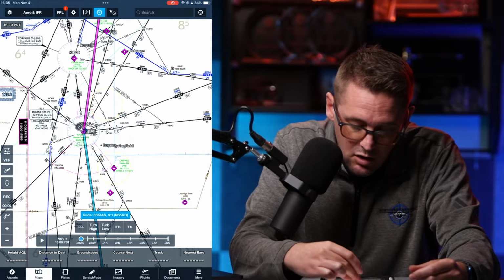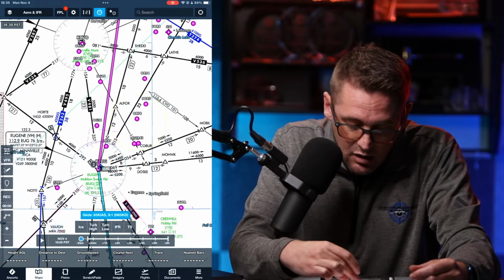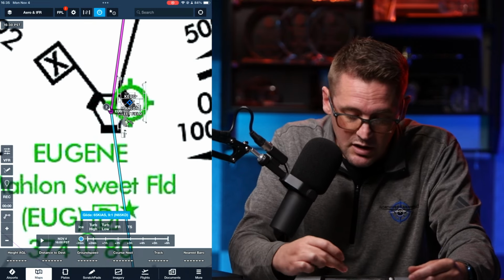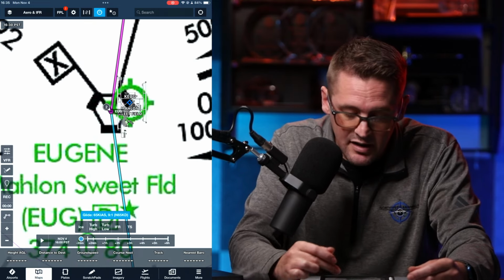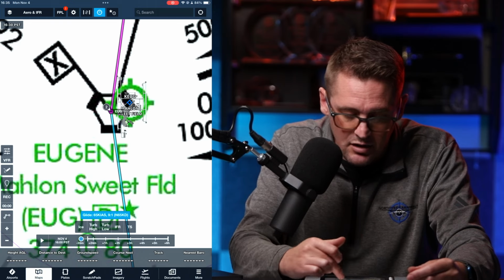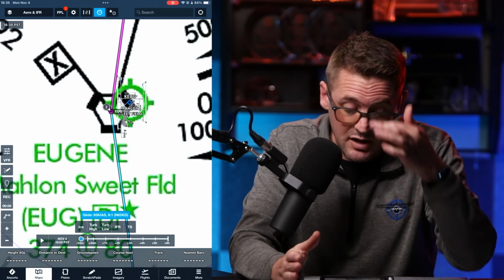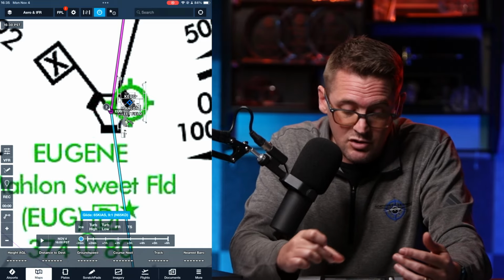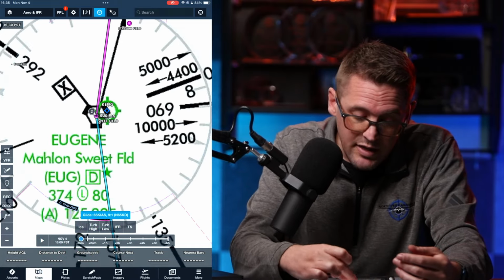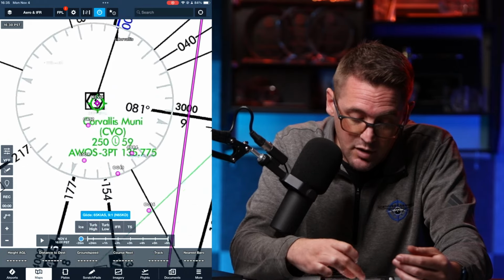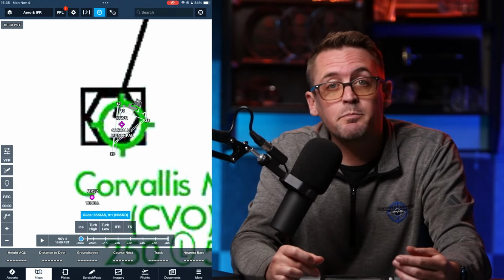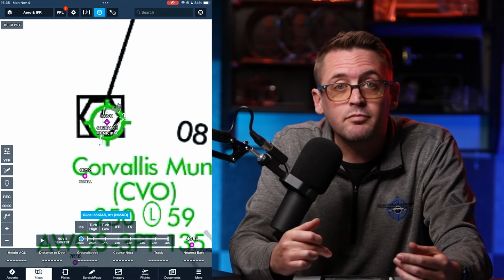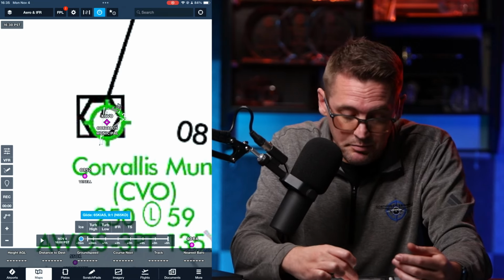Other things you're going to want to know, for instance, you want to know the different types of VORs and how they're depicted. This one here we're looking at, Eugene, is a VORTAC. It's kind of got, I don't know what the official name of the shape is, but it's kind of got the triangle shape with the three black squares on the corners. So that's different from, for instance, the Corvallis VOR, which is your VOR DME. It's your hexagon with the square around it. Okay.